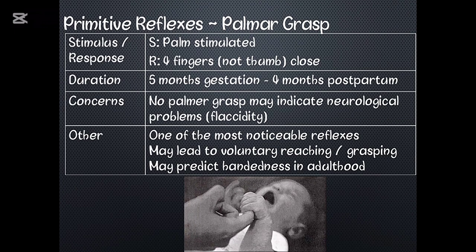When the palm is stimulated, four fingers, not thumb, close, and the duration of it is from 5 months gestation to 4 months postpartum. And if there is no palmar grasp, this may indicate neurological problems, especially flaccidity. This is one of the most noticeable reflexes, and this may lead to voluntary reaching and grasping. And this may also predict handedness in adulthood.